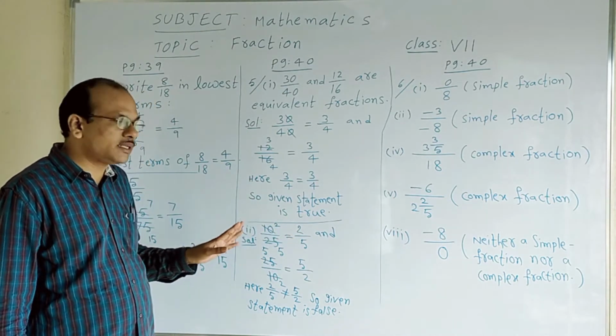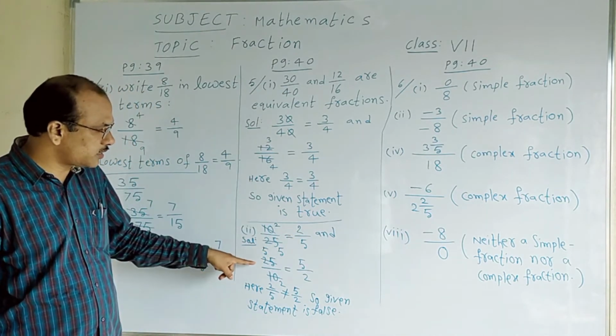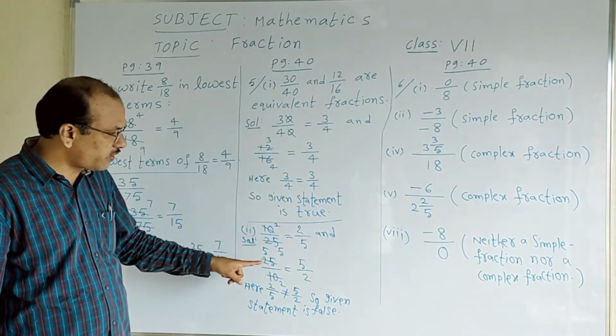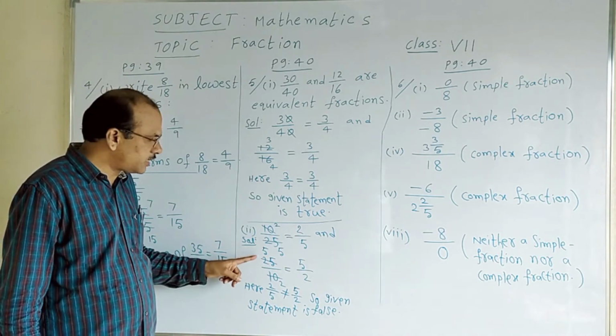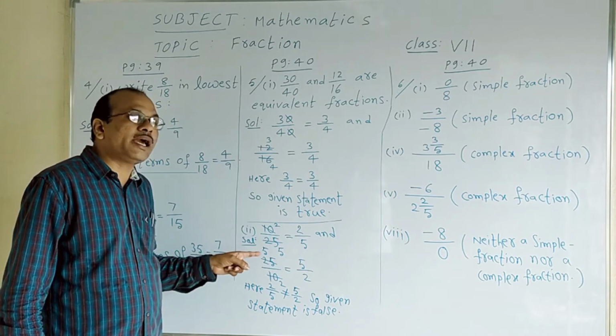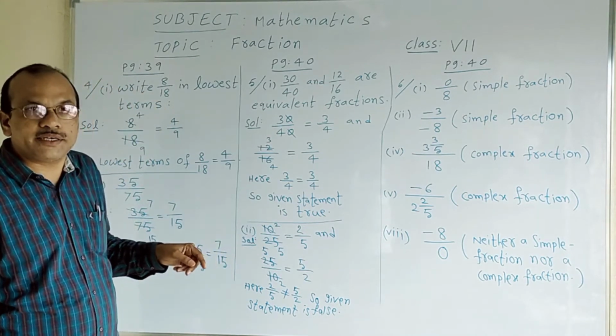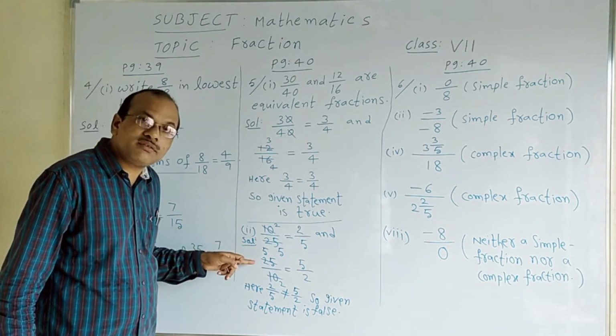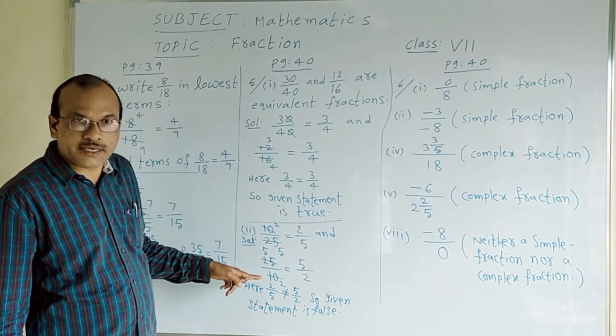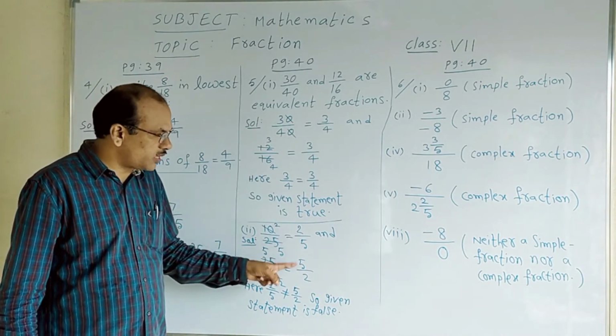That remains as the answer. And for the other fraction, what is given? 25 by 10 is given. So that also I have taken here and cancelled with the 5 table again. 5 5s are 25, 5 2s are 10. 5 by 2 I have got here.